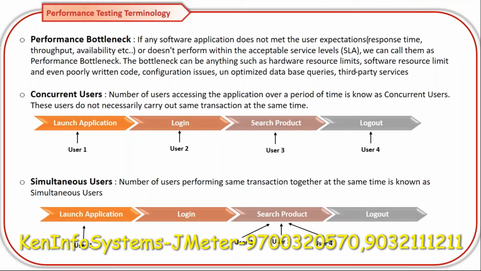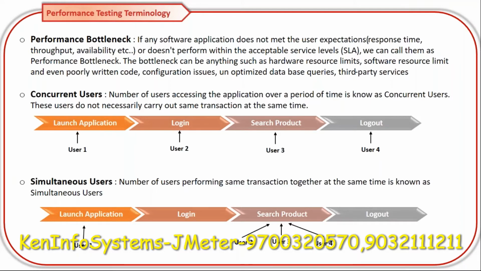Then you place an order and get a confirmation SMS. If you are not receiving that SMS within 2 to 3 minutes and it is taking 1 hour, it's not meeting the user expectation. No one will wait 1 or 2 hours to get the confirmation message. So anything which is not meeting the user expectation or SLAs, we can say is a bottleneck in any software application.